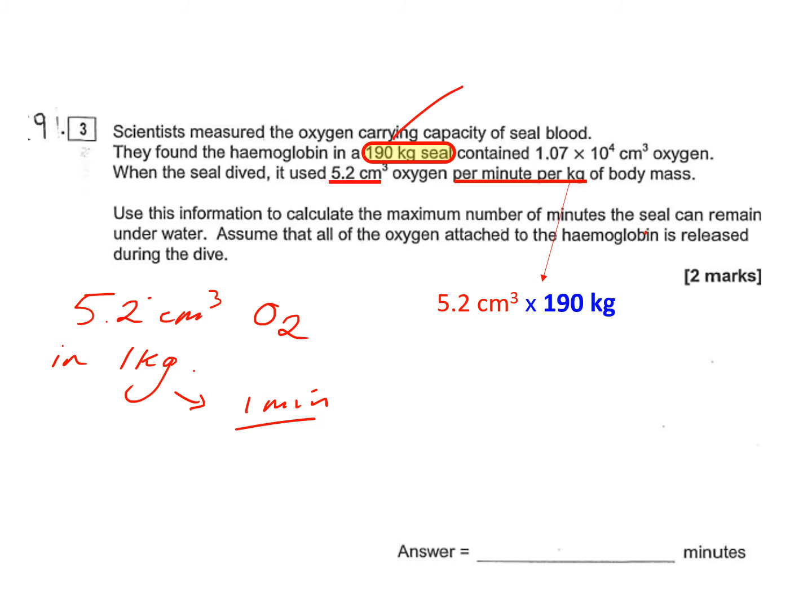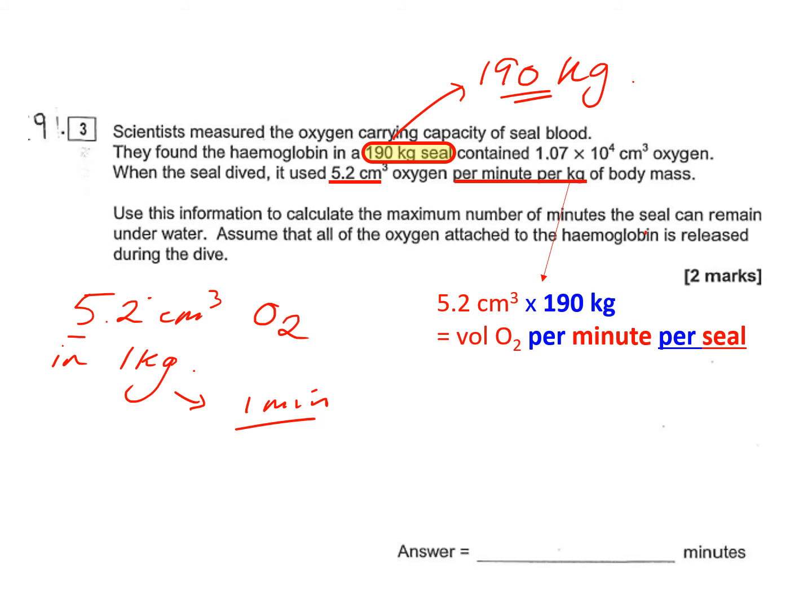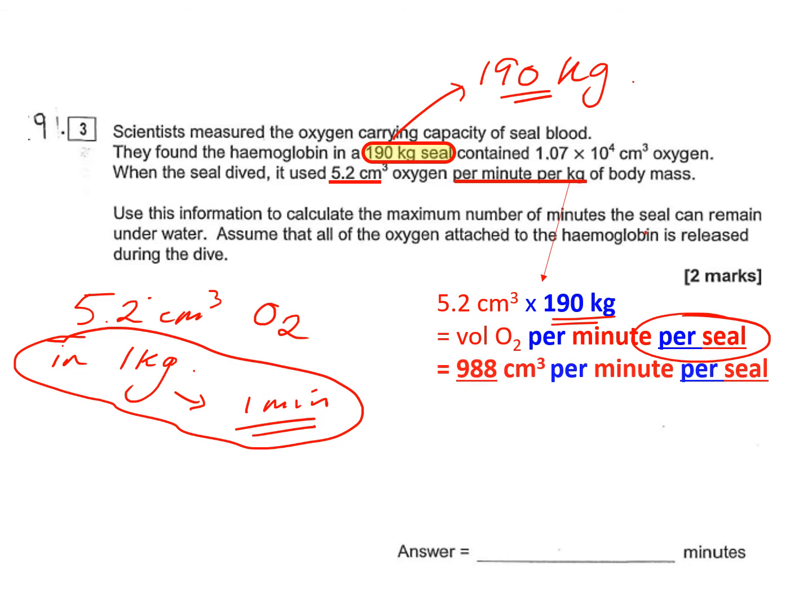Well, we know that the seal is not 1 kilogram, it's 190 kilograms. So if you times 5.2 centimetre cubed by 190 kilograms, that will give us the volume of oxygen that the seal uses per minute, obviously within that seal. So the 5.2 is per kilogram of body mass used up in 1 minute. So we times by 190 to get the volume of oxygen used up, not in 1 minute, but per seal. That's 988 centimetre cubed of oxygen used up per minute in this particular seal.